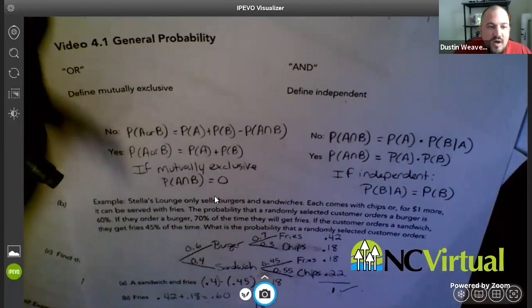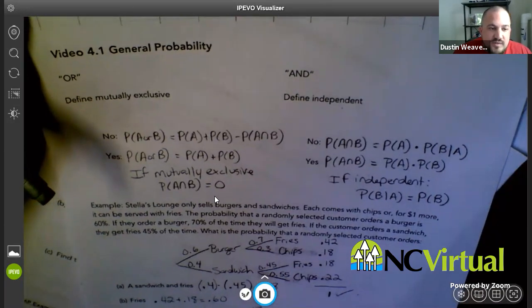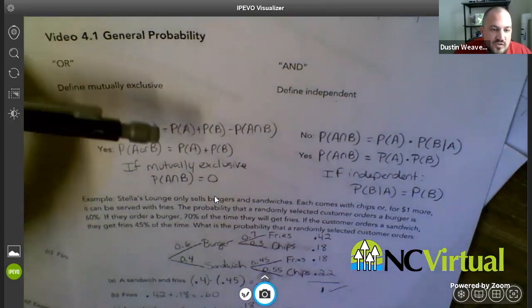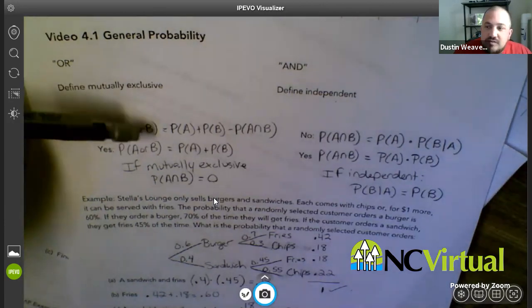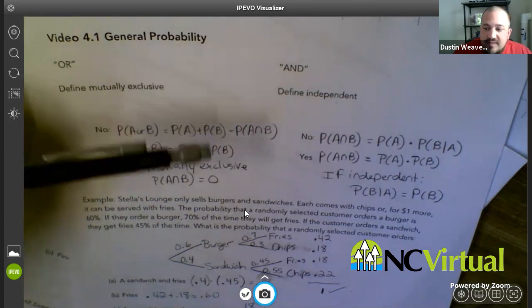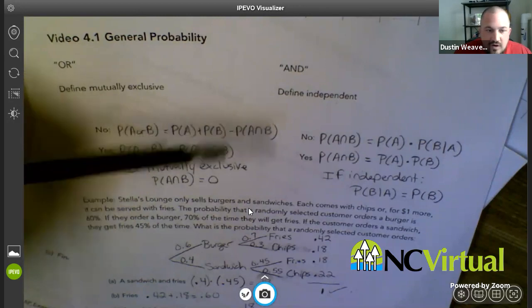Okay, so here we are. In 4.1, it was general probability, and with general probability, we talked about, let me share my screen with you, we talked about defining "or" probability, which is mutually exclusive and independent. We talked about defining whether things are mutually exclusive or not. If they're not mutually exclusive, which means they can occur at the same time, then you would add your probabilities together and subtract where they both occur.